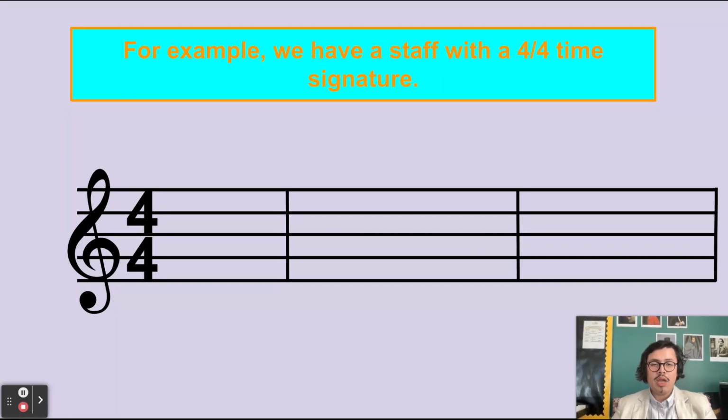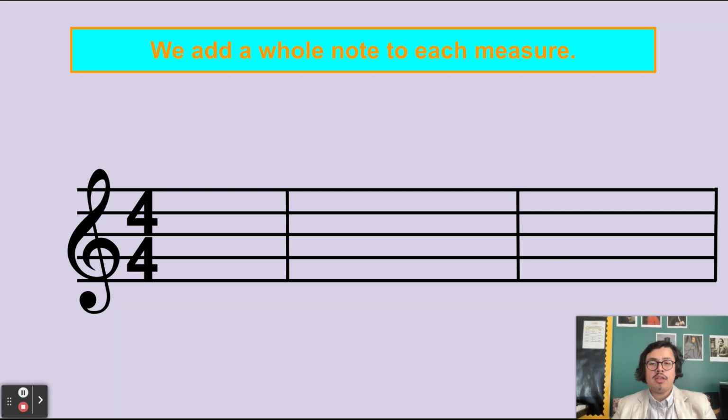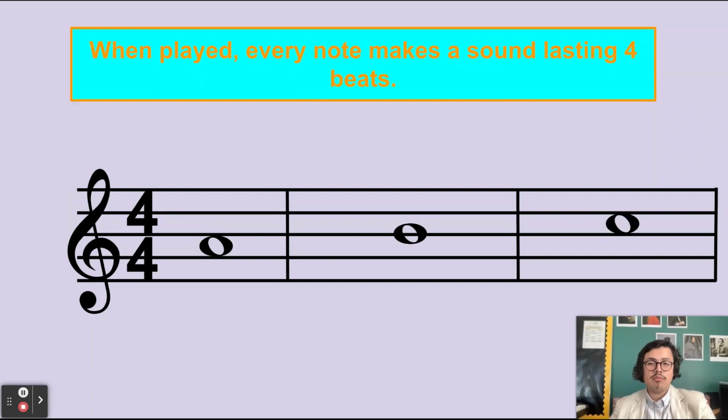For example, we have a staff with a 4/4 time signature. Now we're going to add a whole note to each one of the measures. So we have A, B, and C notes. Now when played, every note makes a sound lasting 4 beats. I'm going to play the 4 beats with my little wood block. As you could hear, each sound lasts 4 beats.